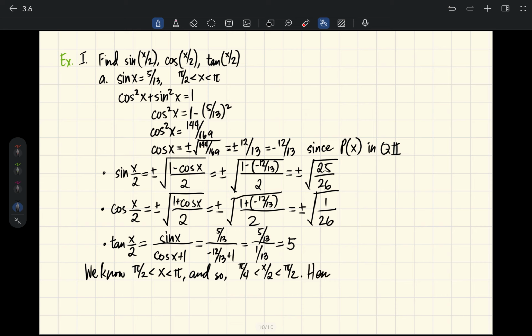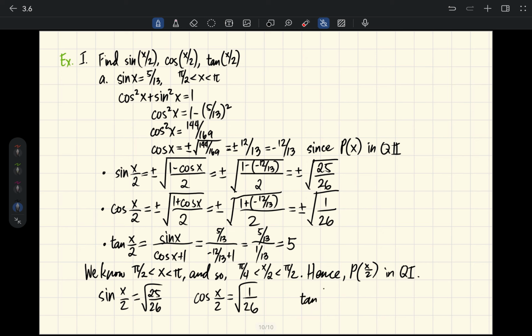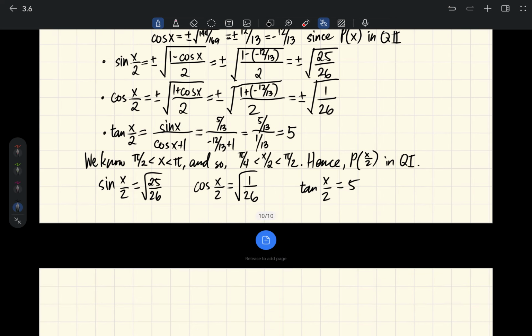So since we are in quadrant 1, we are taking the positive values of sine and cosine. So hence, P of x over 2 is in quadrant 1, and therefore your sine of x over 2 equals the positive square root of 25 over 26. Your cosine of x over 2 is the positive square root of 1 over 26. And tangent of x over 2 is 5. Let's proceed to the next example.